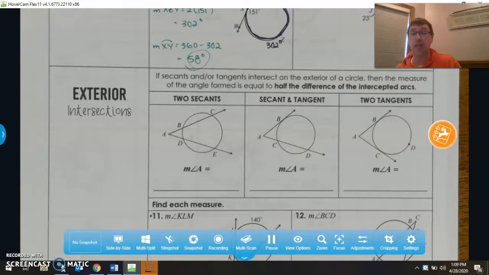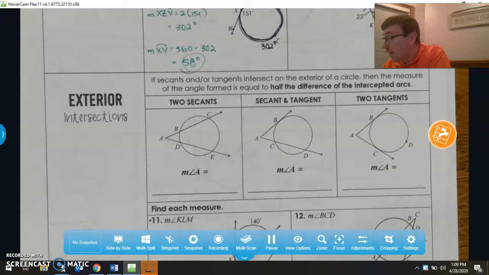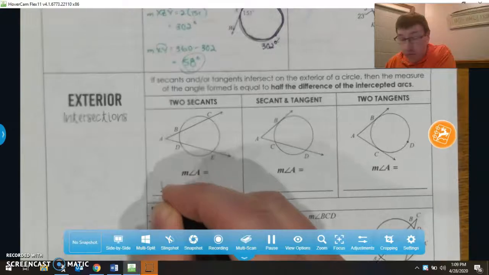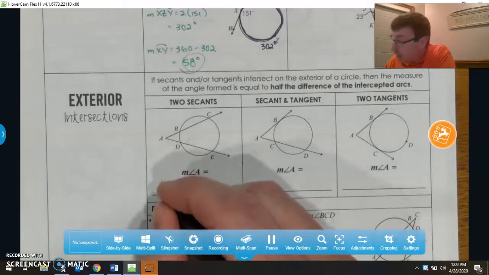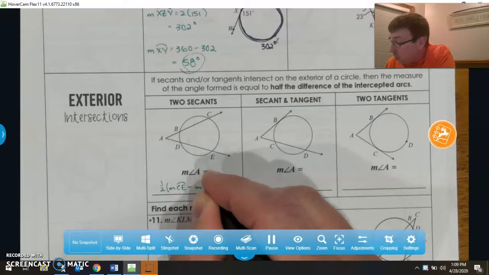If secants and/or tangents intersect on the exterior of a circle, then the measure of the angle formed is equal to half the difference of the intercepted arcs. So when we take a look at the first one here, we have two secants. The measure of angle A will be 1/2 the measure of arc CE minus the measure of arc BD.